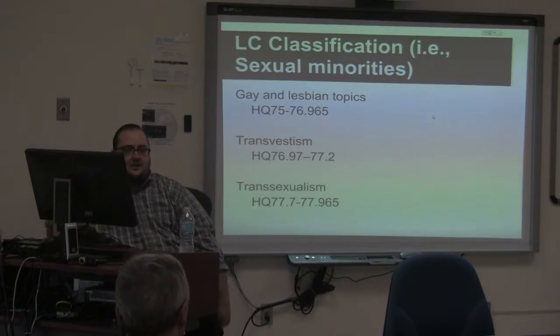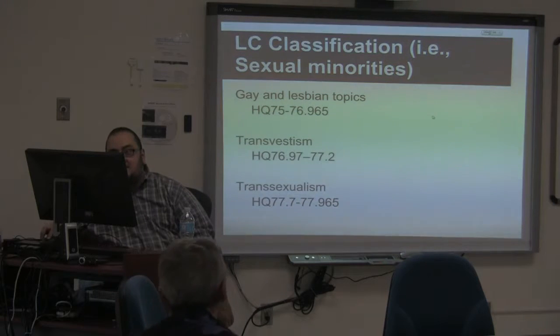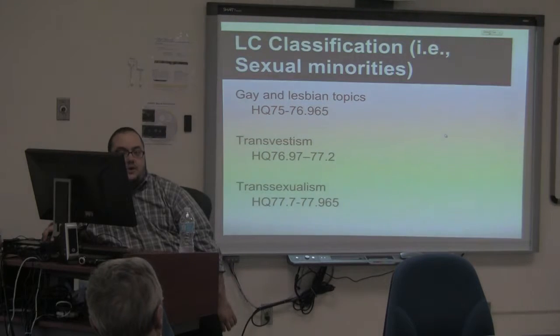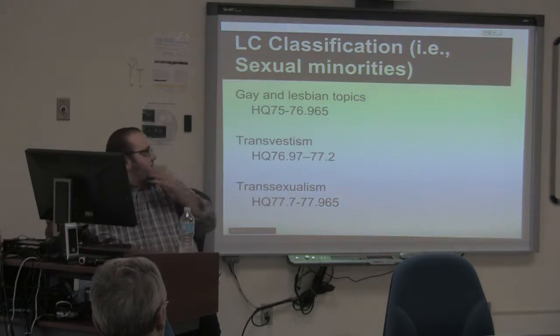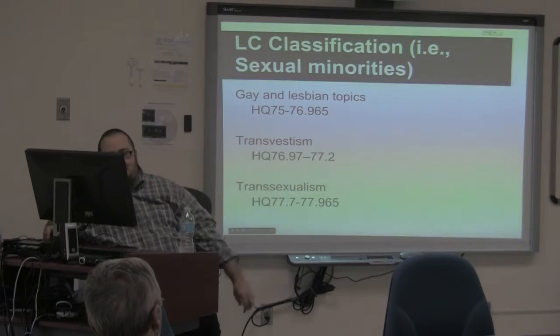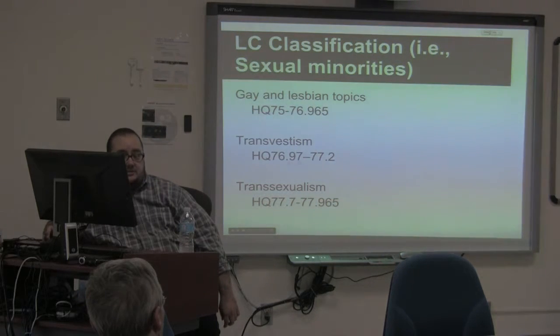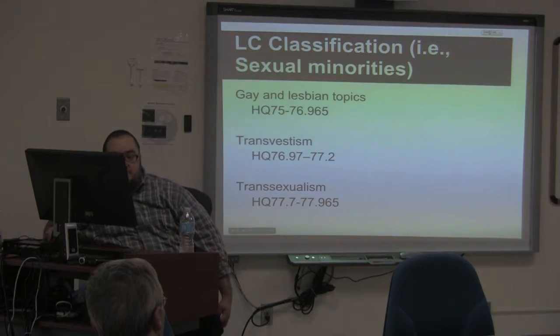I'm talking way too long, so I'm going to go faster. The Library of Congress classification has a lot of interesting things going on. Gay and lesbian topics, for example, range from HQ 75 to HQ 76.965, which is a lot. It's really long. You may not realize quite how long it is, but imagine all these different decimals in here. Transvestism gets 76.97 to 77.2. If you do any math and realize that LC classification typically gives you two points past the decimal, that gives you about four numbers. And transsexualism is a little better, but not much.